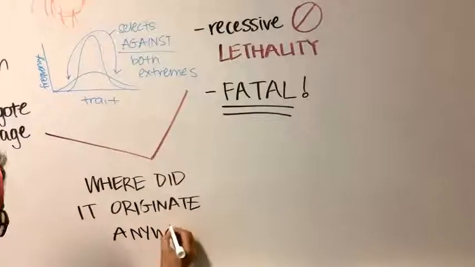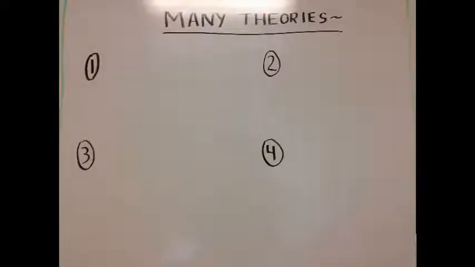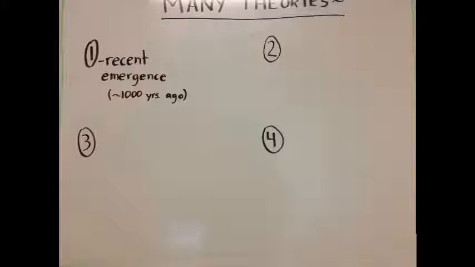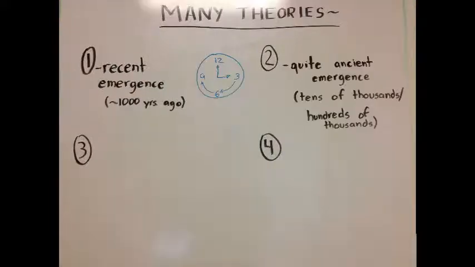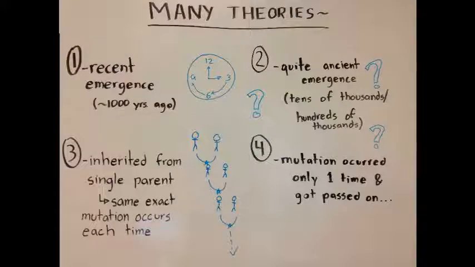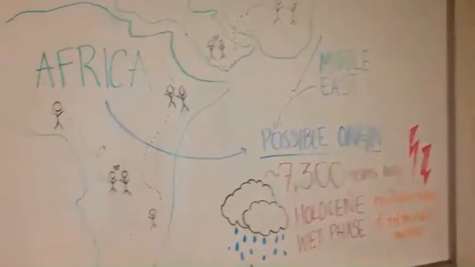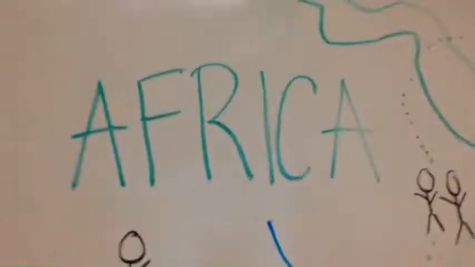But where did this allele originate from, and is its emergence recent? According to other various studies, the emergence of the sickle allele was either recent, meaning it occurred within the last few thousand years, or it is quite ancient, anywhere from tens to hundreds of thousands of years old. Additionally, some studies suggest that each haplotype, or a group of genes within an organism that was inherited together from a single parent, represents an independent occurrence of the same exact mutation in its corresponding geographic region, and other studies suggest that the mutation occurred only once and was passed on. With these pieces of information, possible regions of origin for this allele are Equatorial Africa and the Middle East.